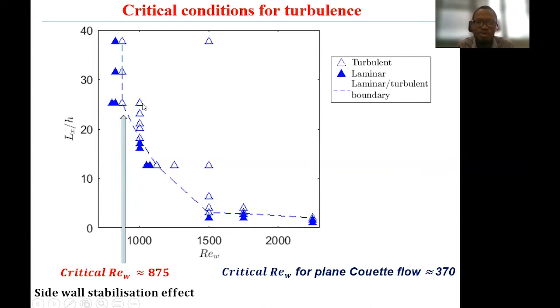Again, what we've done to obtain this plot is that we start from a fully turbulent flow field, and then we gradually reduce the length of the ducts until the flow becomes laminar, or we reduce the Reynolds number until we get a laminar flow. The critical Reynolds number for obtaining a turbulent flow field is much higher than what you get in plane Couette flow. We think this is because of the stabilizing effects of the side walls on the flow. And we were able to verify that that is indeed the case. We carried out some simulations on ducts having aspect ratios of 2:1 and 4:1, and we observed a decrease in the critical Reynolds number. So we can say that the side walls in the square ducts have a stabilizing effect on the flow.